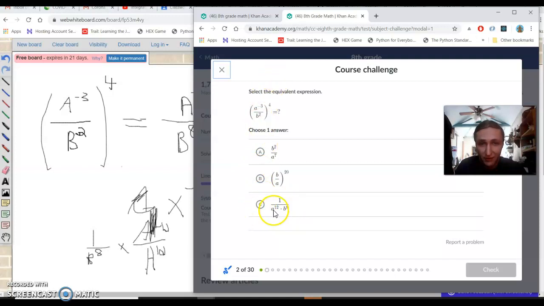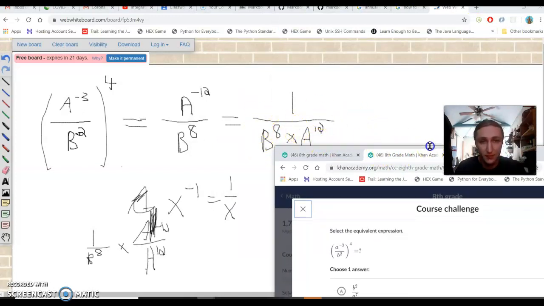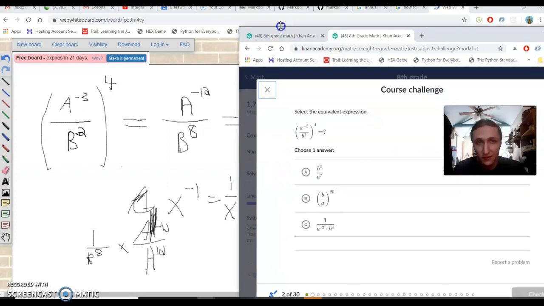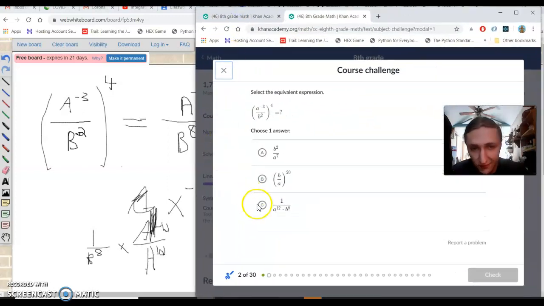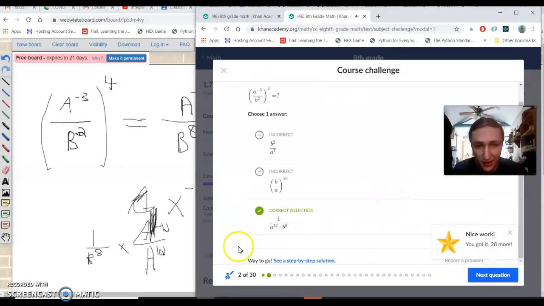Now notice I never actually got this because in my version I just so happened to write the b first and then the a, but we're multiplying, so order doesn't matter. B to the 8 times a to the 12 is the same thing as a to the 12 times b to the 8. Order doesn't matter. Nice, got it right.